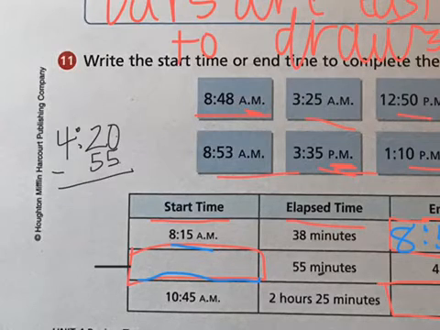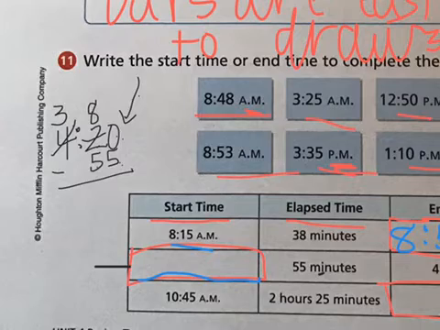So 0 minus 5, we can't do it, so we have to go next door. 2 minus 5, can't do it, have to go next door. So we're going to go to the 4 o'clock hour and make it into the 3 o'clock hour. So we just took away 1 hour, which is the same as 60 minutes. So we're going to add 60 minutes to this 2 and make it an 8, because 2 plus 6 is 8.